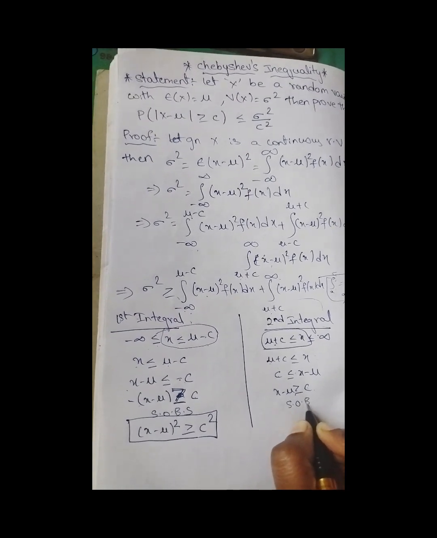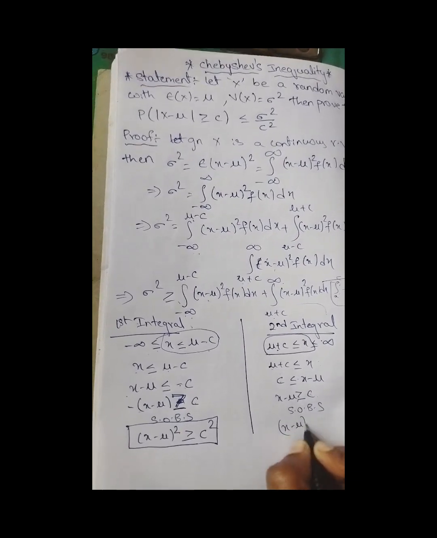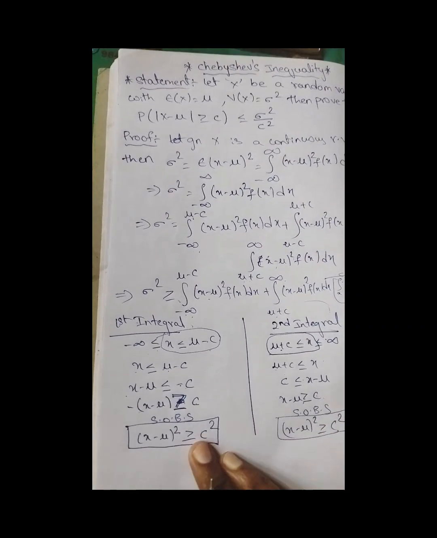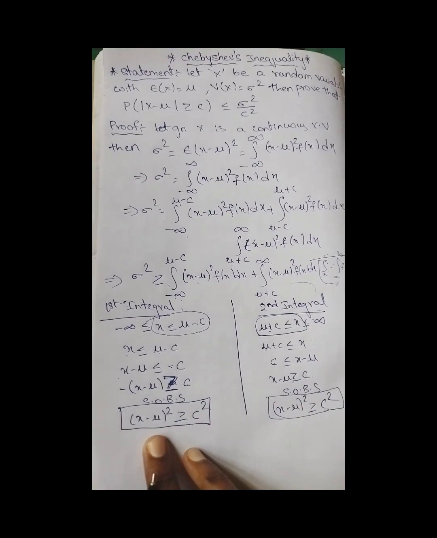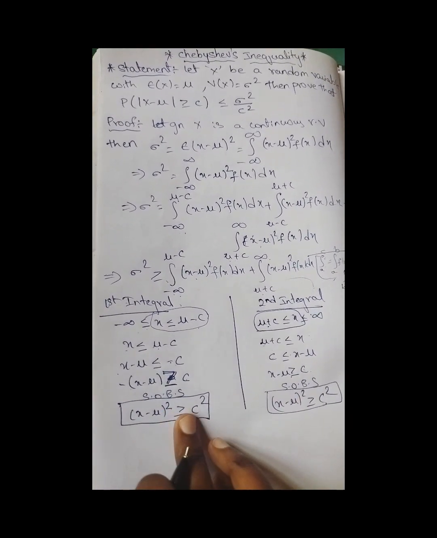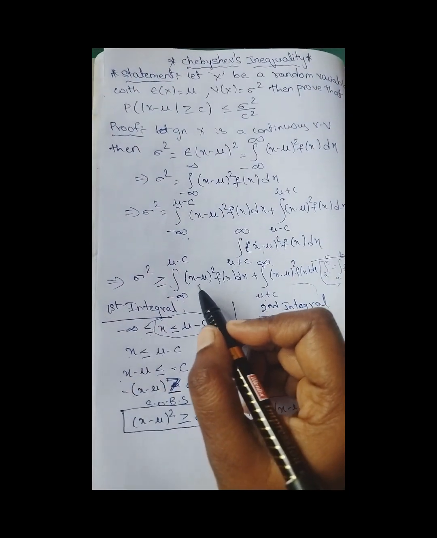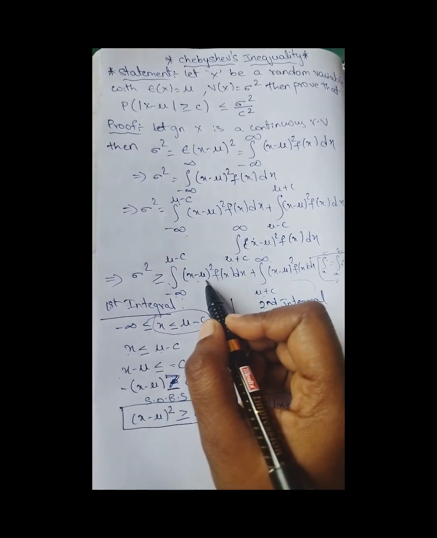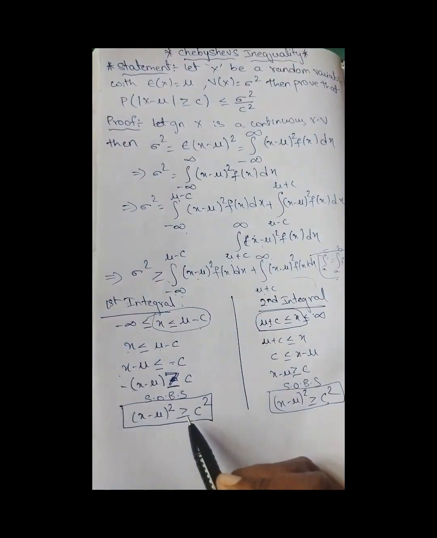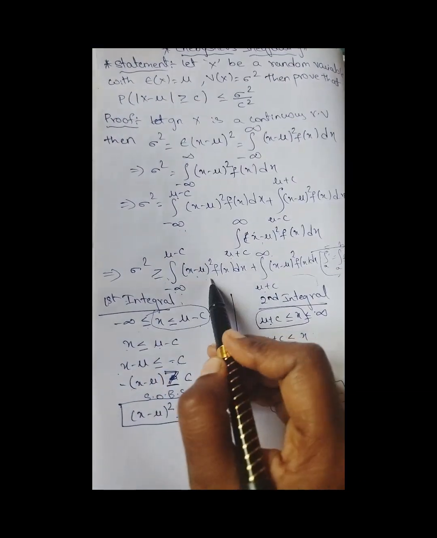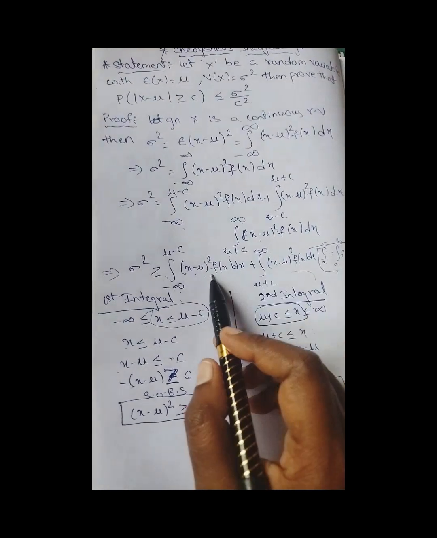Now, same, squaring on both sides. So x minus mu whole square greater than or equal to c square. This also you put in a box. So on both sides of the integral, you got x minus mu whole square greater than or equal to c square. So from the above inequality, you can substitute c square in place of x minus mu whole square, where actually greater than or equal to c you have to substitute, but here greater than or equal to is already there. Now you need to just substitute c square in both the integrals.